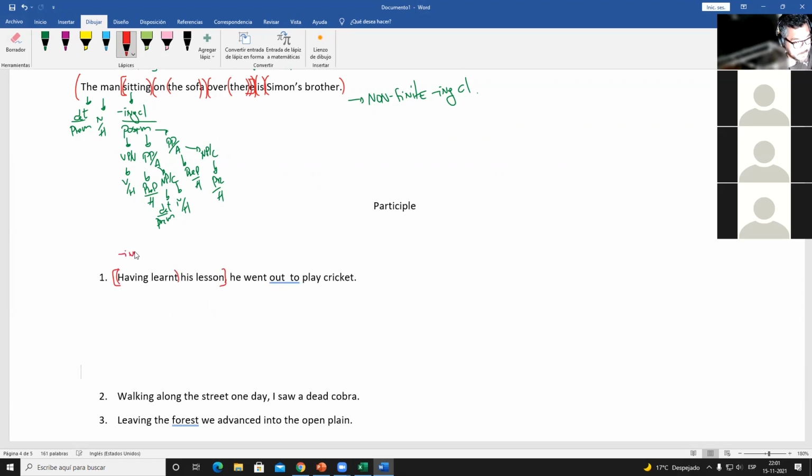It's an ing clause, acting as an adverbial, right? Having learned what? His lessons. He went out to do what? To play cricket. And here we have another non-finite clause. To play what? Cricket.